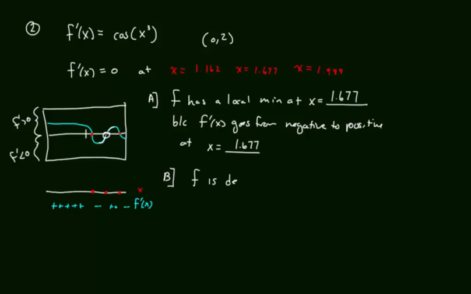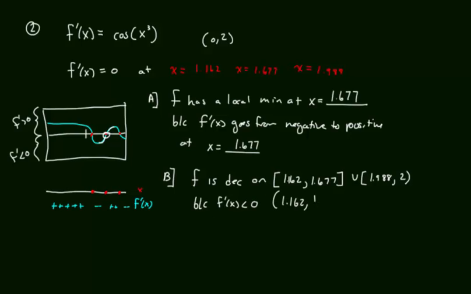For part B, on what interval is f decreasing? F is decreasing on bracket 1.162 to 1.677 in union with 1.988 to 2. Now the 2 is the only value not in the domain, and that again is because f prime of x is less than 0 on the parenthesis version of the interval as shown here.